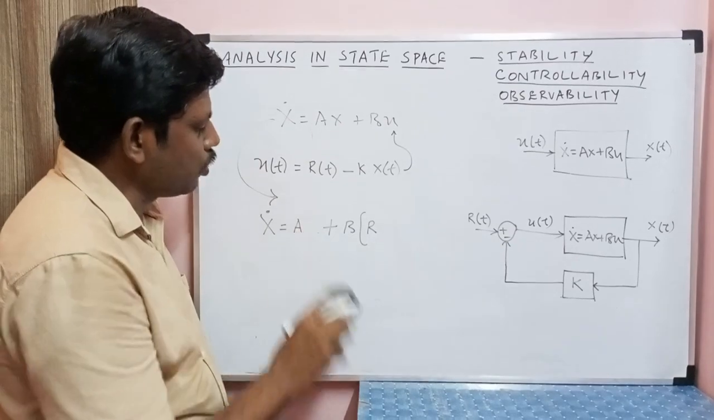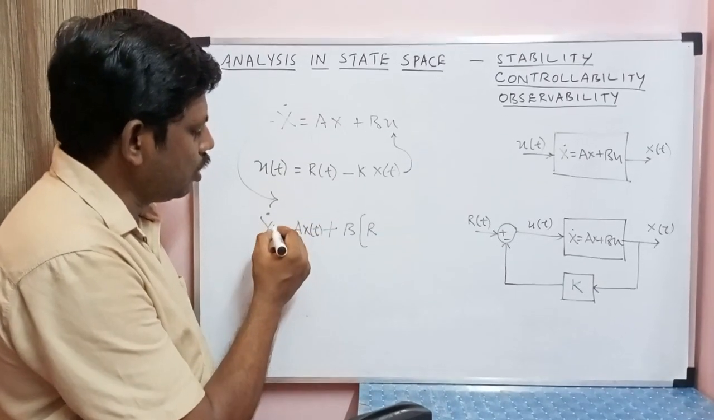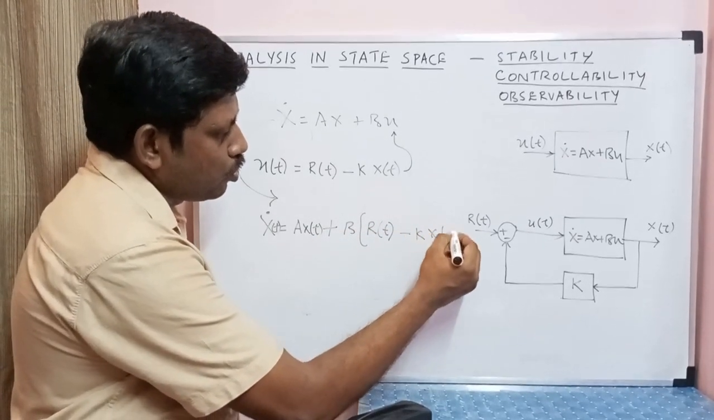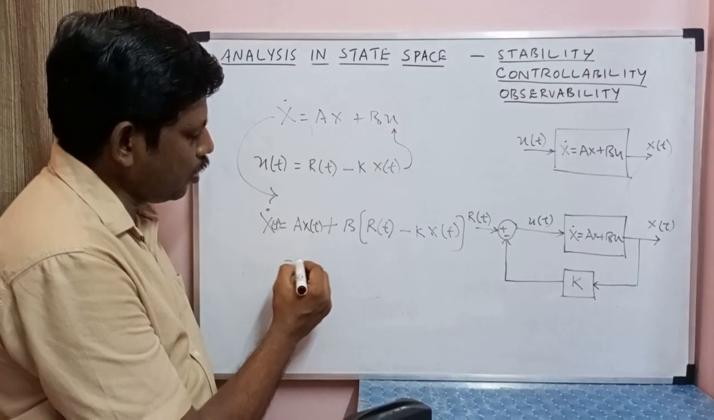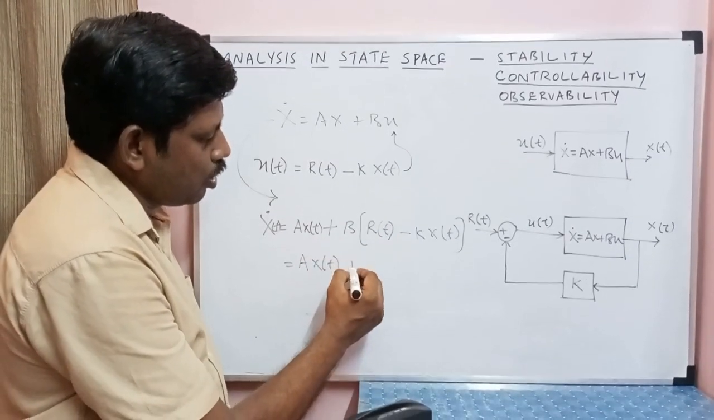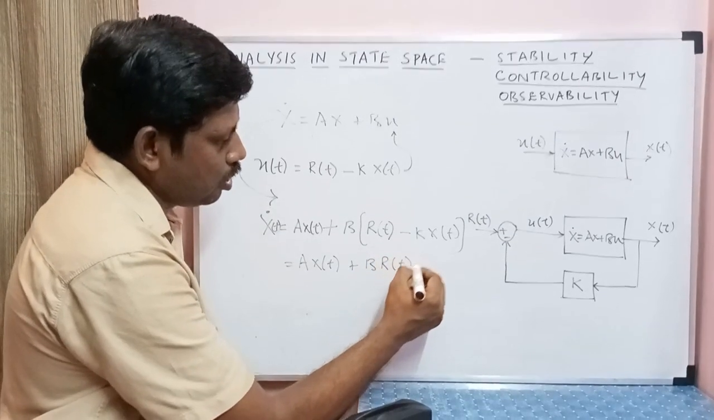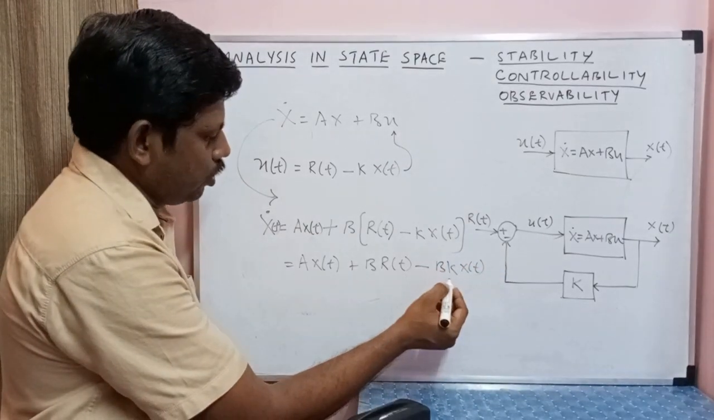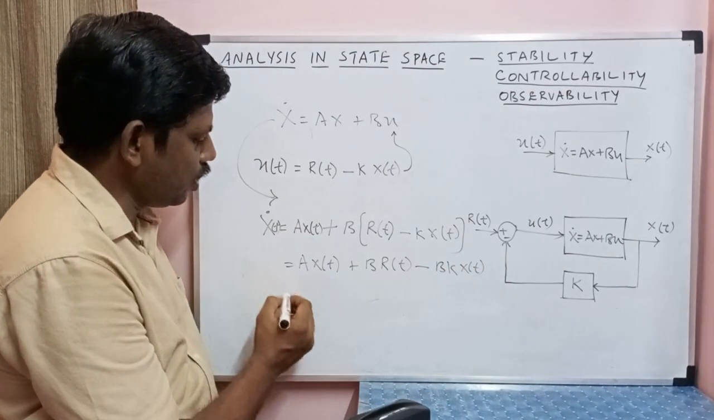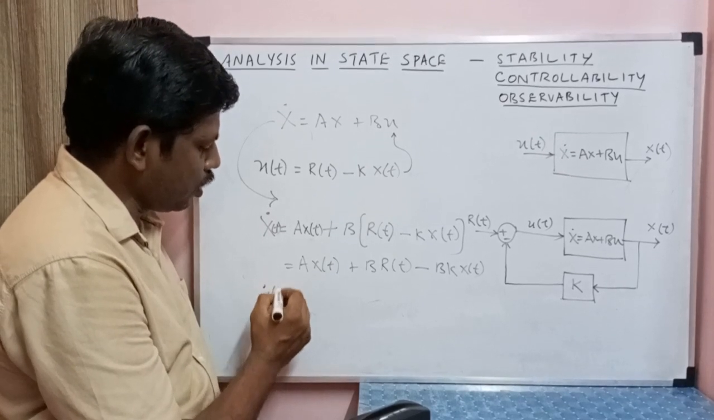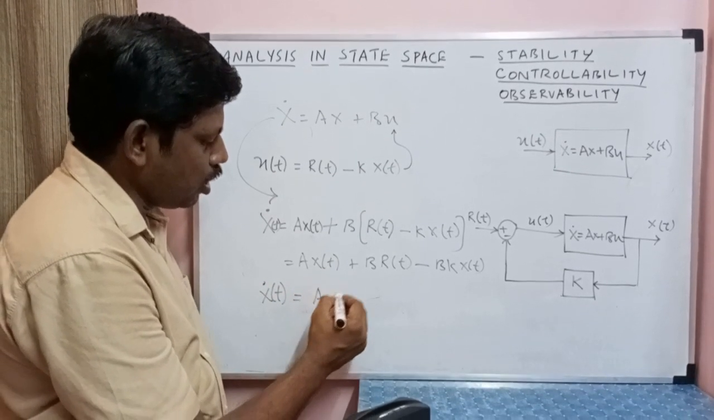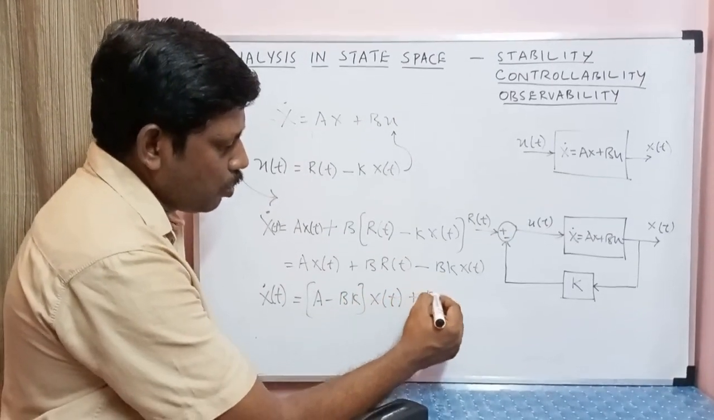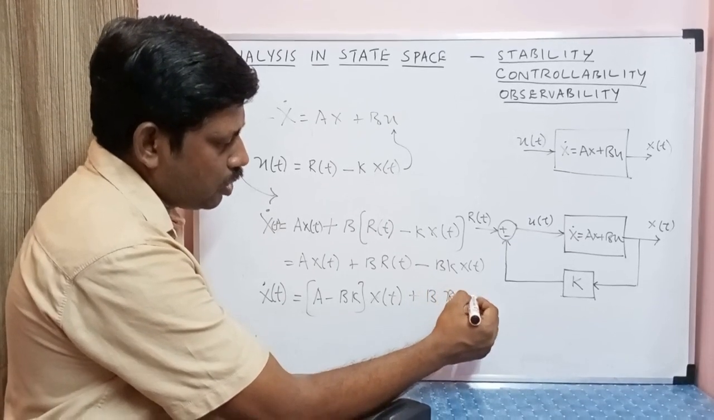r of t minus K into x of t. So this can be written as A x of t plus B r of t minus BK x of t. So this BK x of t and A x of t can be combined, and I get a new state equation: A minus BK into x of t plus B r of t.